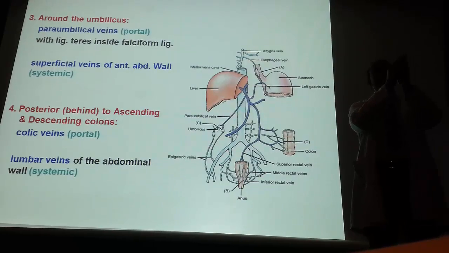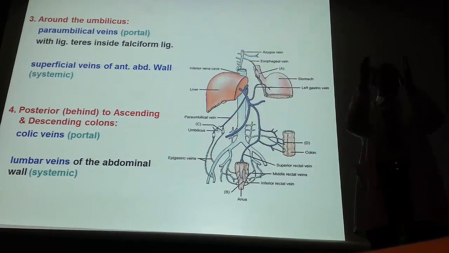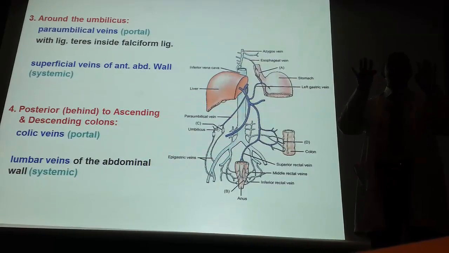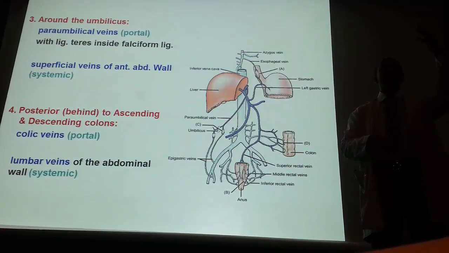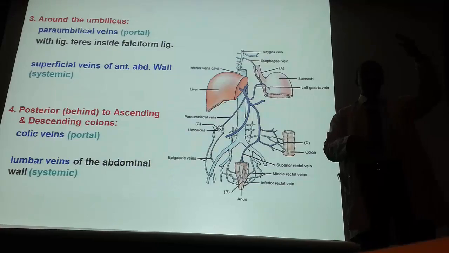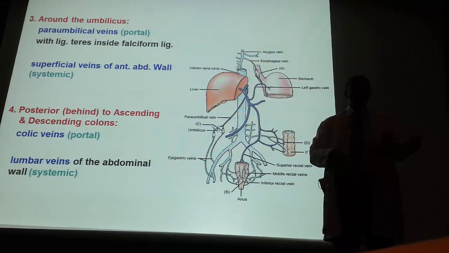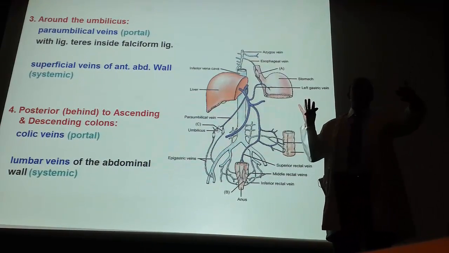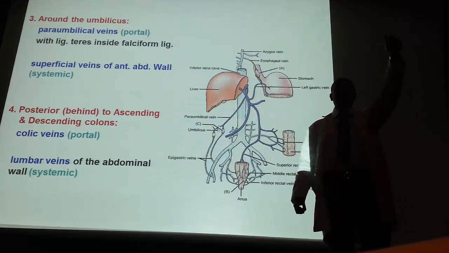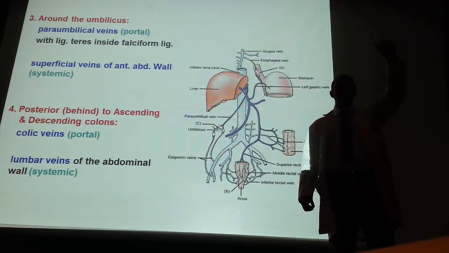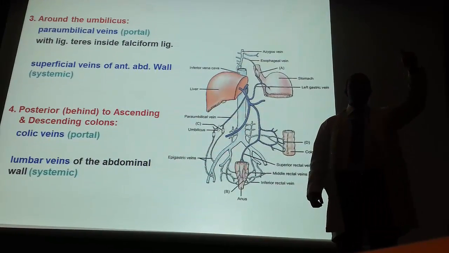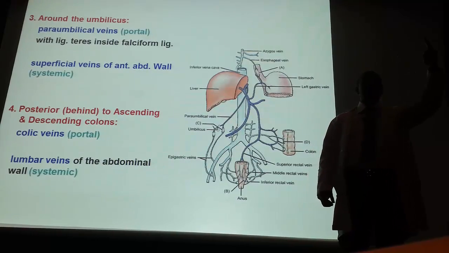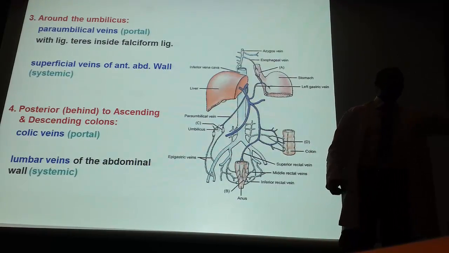The other option for blood there is to go where? Into the abdominal wall, the lumbar veins, directly to the IVC, the inferior vena cava. Okay? Those are the four areas of portocaval anastomosis. You can study them by yourself, but notice that there is one in the roof, one in the floor, one anterior, one posterior. In the roof, it is the esophageal veins, either draining into the azygos or the left gastric. In the floor, the rectal veins: superior rectal to the inferior mesenteric, middle and inferior to the internal iliac.